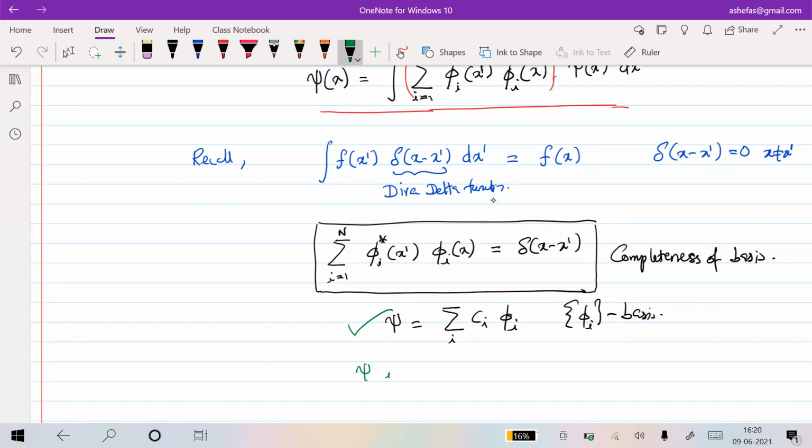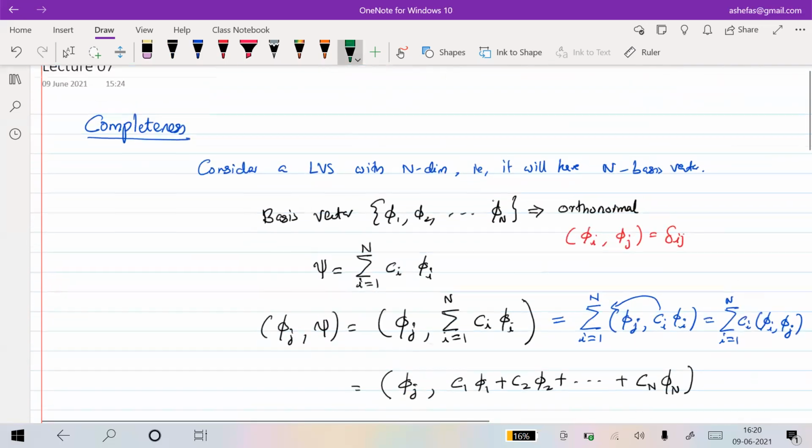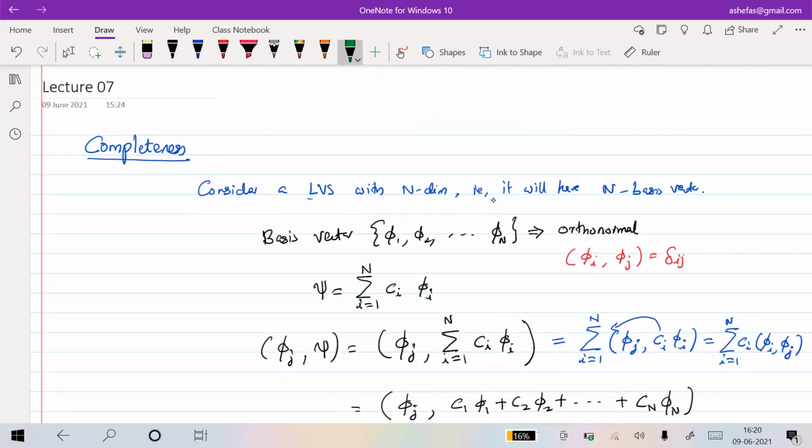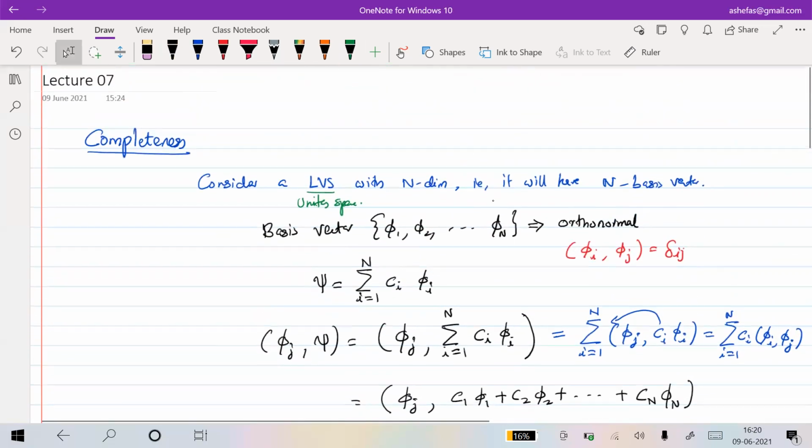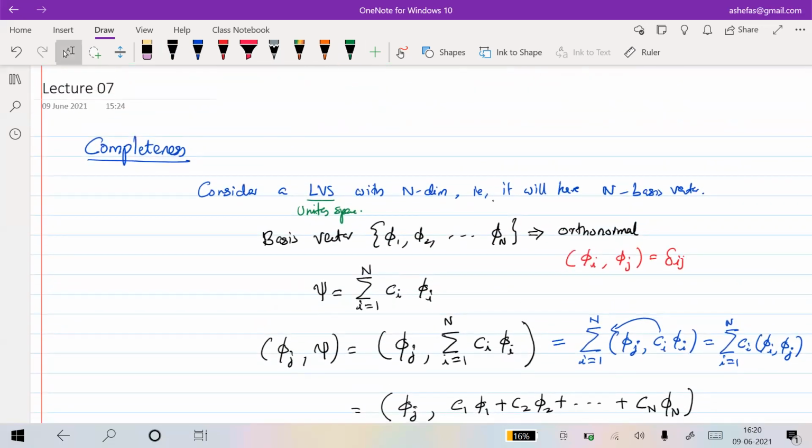Here psi is any vector in that space. And I think we have to add one more thing: we should say it is a unitary space, because we have to define the inner product. In order to define the inner product, it must be a unitary space. So a linear vector space with an inner product defined is called a unitary space. That is enough for this discussion.